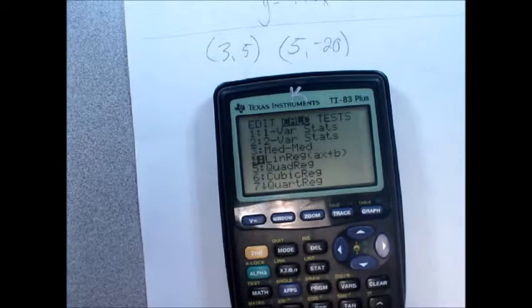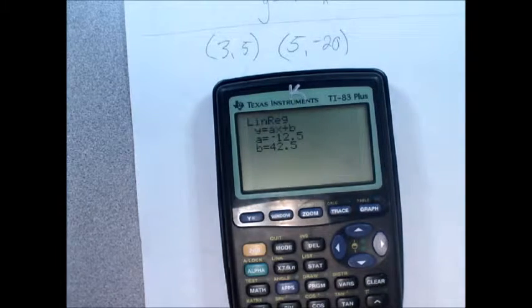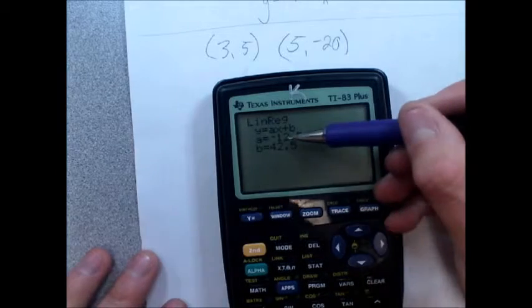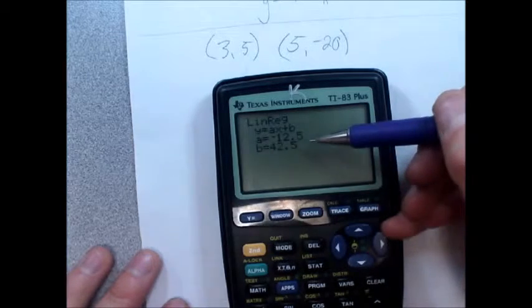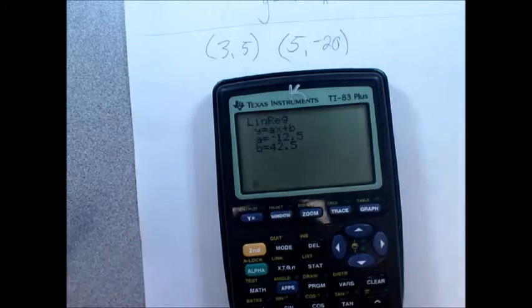Linear means a line. Okay? It's making a straight line. I've just pressed enter on it. Your list should already be inputted into your calculator. And there you go. It gives me exactly what my slope is. My slope is negative 12.5. My intercept is at 42.5.